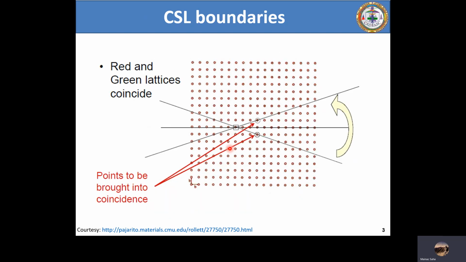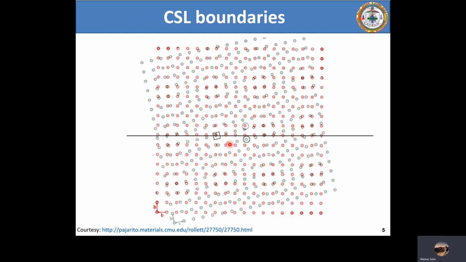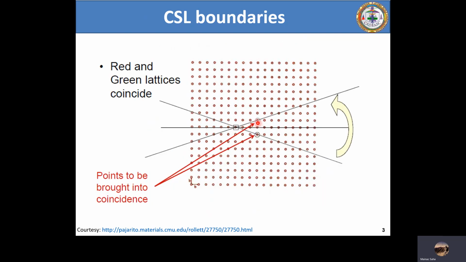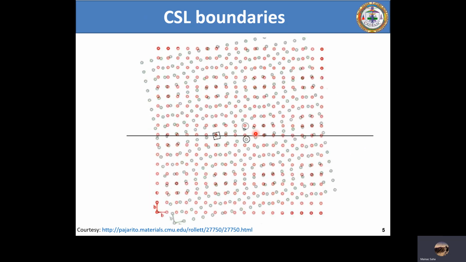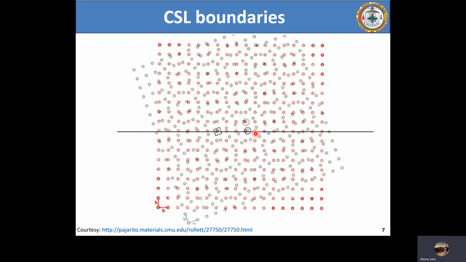If you look at the earlier slide, in the next slide we can see that there is a shift of the green lattice site with respect to the red lattice site in both these positions. Similarly, as we rotate further, there is a further shift. The entire idea is to bring these two lattice points into perfect coincidence with each other, and for that we need to do some rotations, and we keep on rotating.